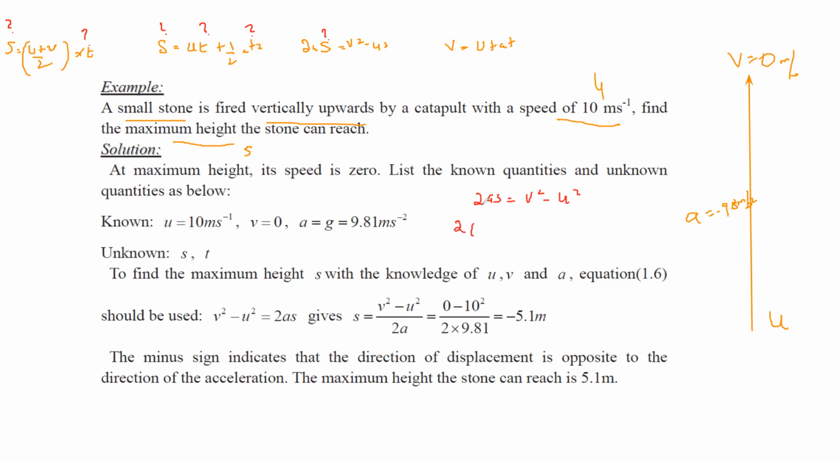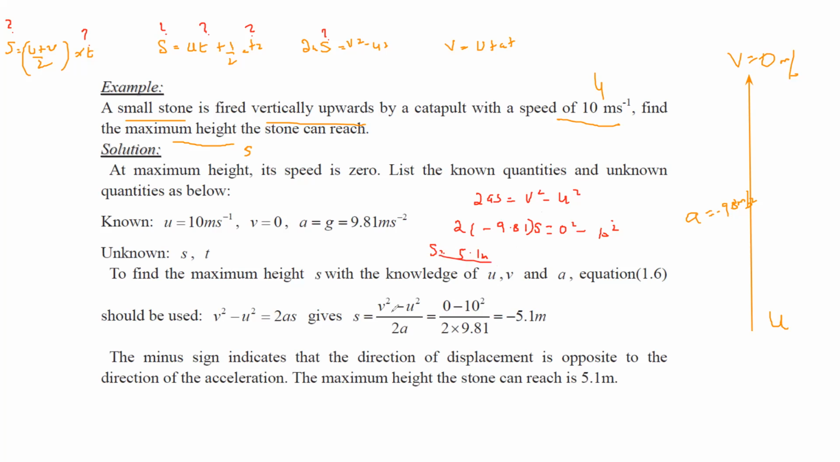So 2 multiply, now acceleration is due to gravity, but I have to substitute minus 9.8. Why am I using negative? Because it is decelerating. So v square, the final velocity is 0, minus the initial velocity, it is launched with a speed of 10. So when we simplify this, s is the unknown. So this whole will go there in division, and we'll get 5.1 meter.